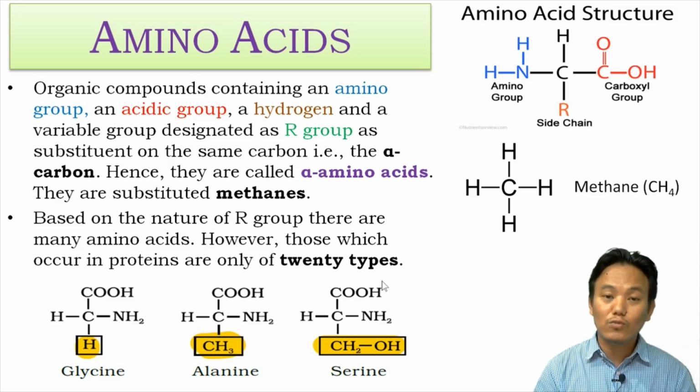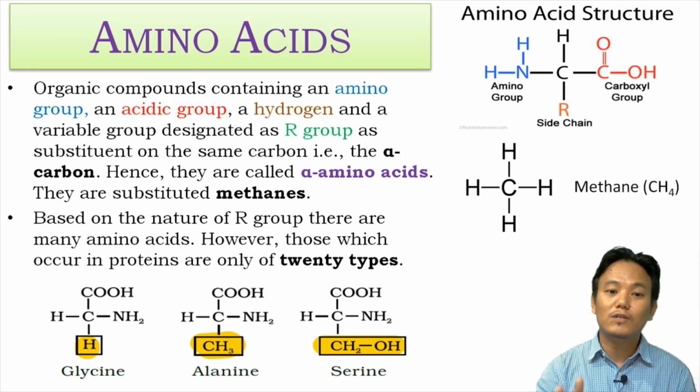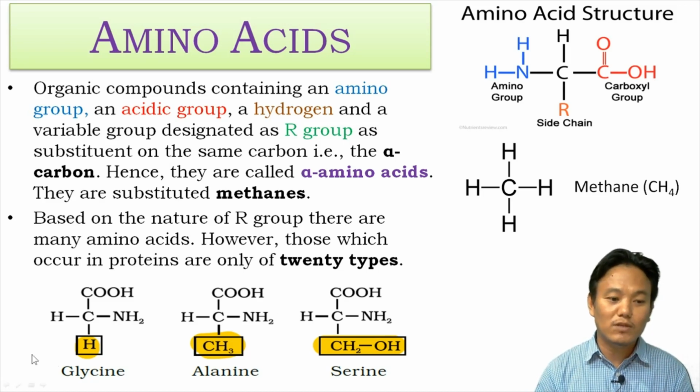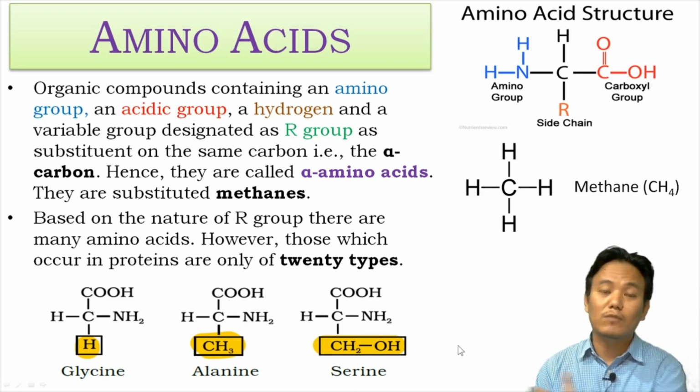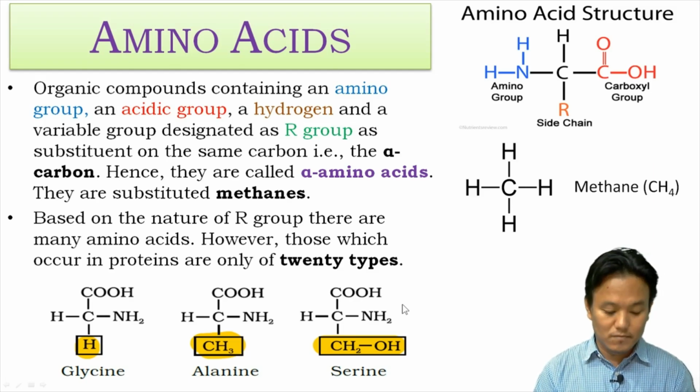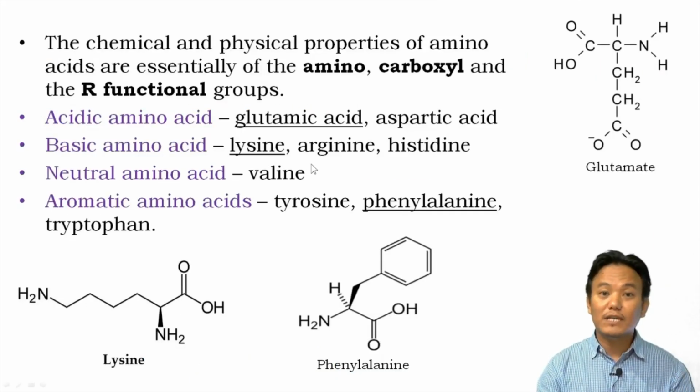So we have 20 amino acids in our body and in organisms that make up proteins. We saw three examples: the R group is H in glycine, CH3 in alanine, CH2OH in serine, and so on. So we have now 20 different types of amino acids inside the organism's body to make proteins.